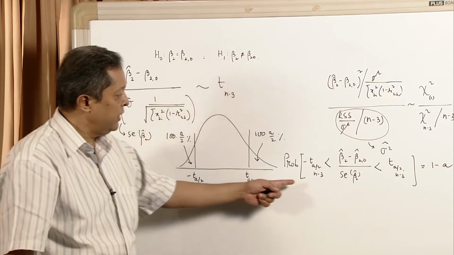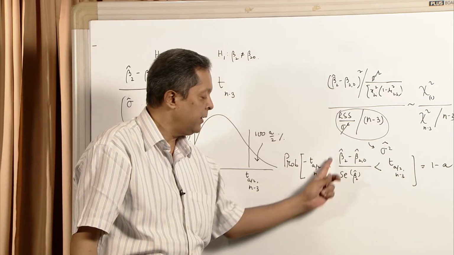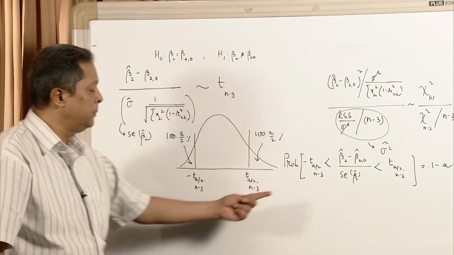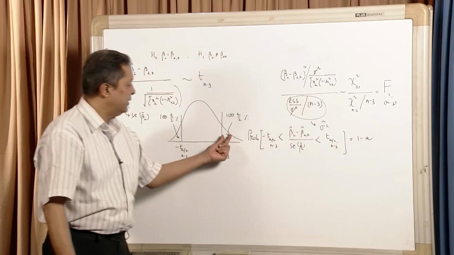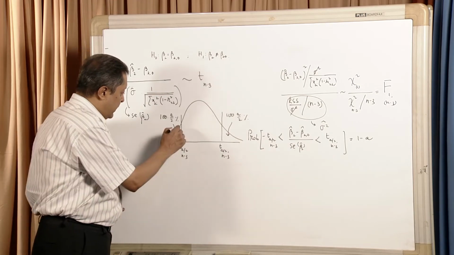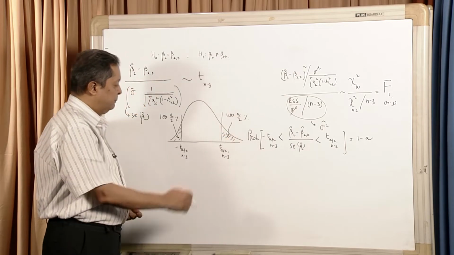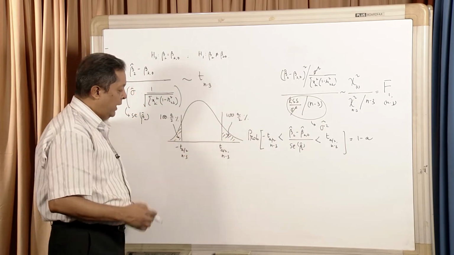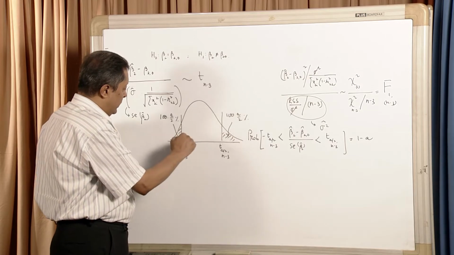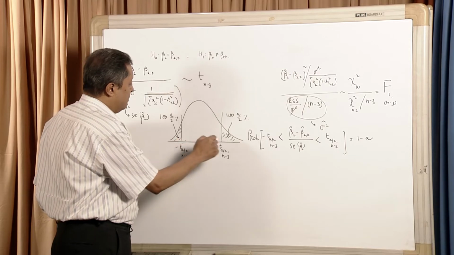So, what this probability statement says is very simple, that this test statistic will lie between these two goal posts with the probability 1 minus a. This side is a by 2, this side is a by 2. So, this right hand side the shaded area and the left hand side the shaded area, these together contain a, and therefore, the probability that the value will lie between these two goal posts, this is 1 minus a.